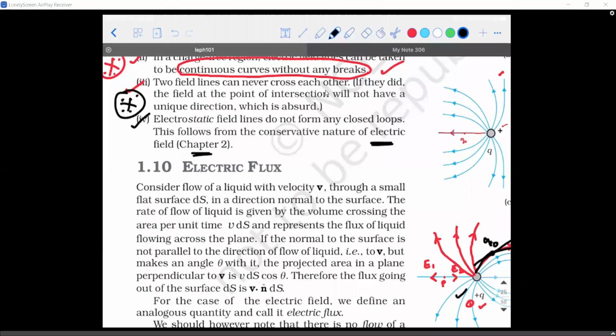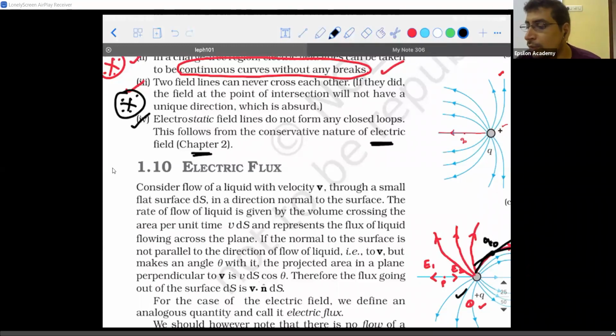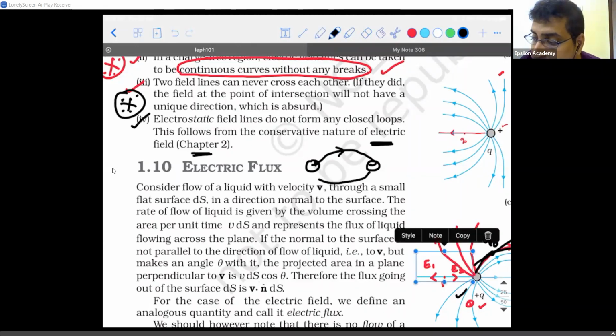Sir, I have a doubt. Yeah, tell me. What are closed loops, sir? Closed loops means I have a positive charge, negative charge. Electric field lines start from the positive charge, end with the negative charge. Right? This is a curve, continuous curve. Whereas if I draw something like this from negative to positive, this is what is called a closed loop.